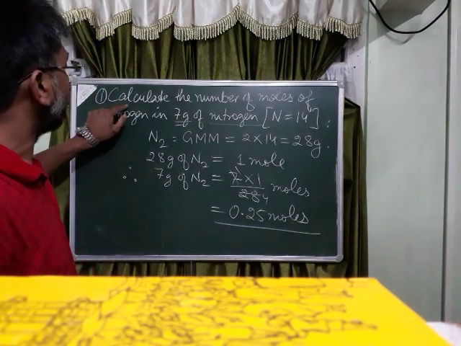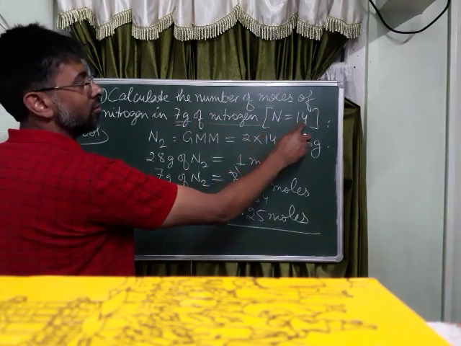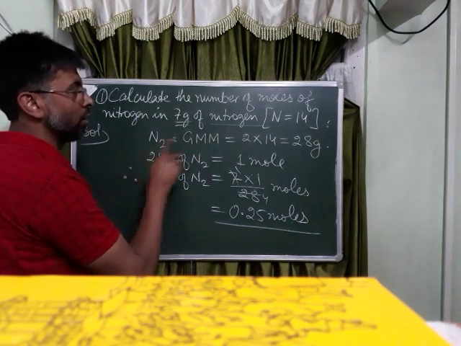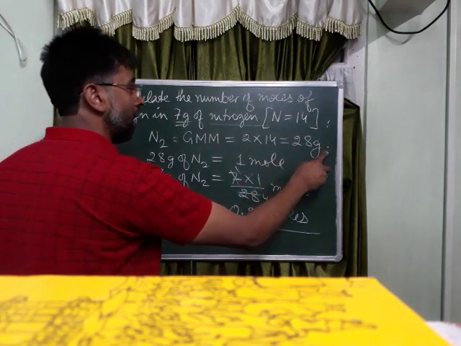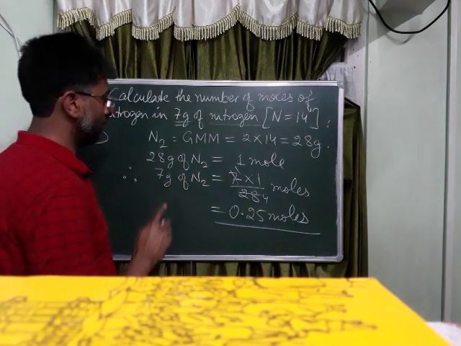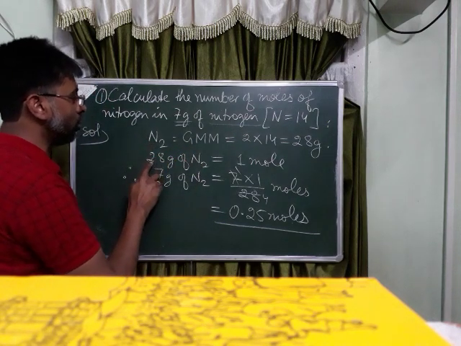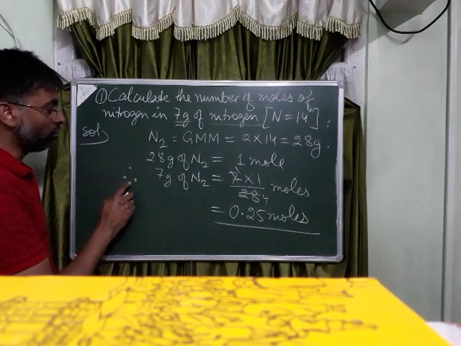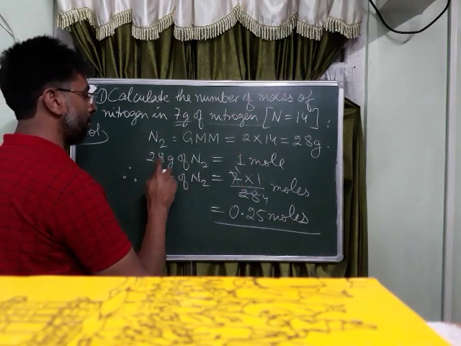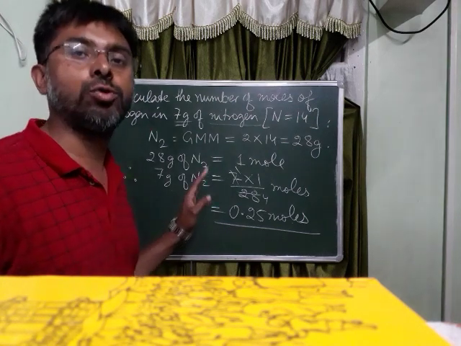I repeat, calculate the number of moles of nitrogen in 7 gram of nitrogen. Atomic mass is 14. So, the first thing we have to do is find the gram molecular mass of the nitrogen molecule, which is twice into this 14, 28 gram, and then frame a sentence. 28 grams of nitrogen is 1 mole. This 28 gram is the gram molecular mass of nitrogen. So that's why 28 gram of nitrogen is 1 mole. Therefore, 7 gram of nitrogen will be equal to 7 multiplied by 1 divided by 28. On simplification, we get the answer 0.25 moles. So this is how we do the first problem.